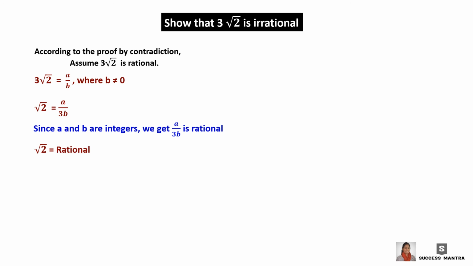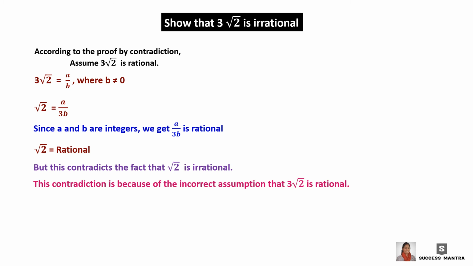So we get root 2 is a rational number, but this is in contradiction to the fact that root 2 is irrational. This contradiction is due to the incorrect assumption that 3 root 2 is rational. So we proved that 3 root 2 is irrational.